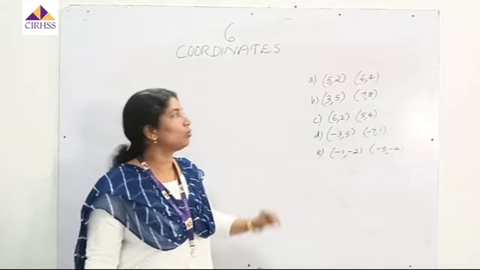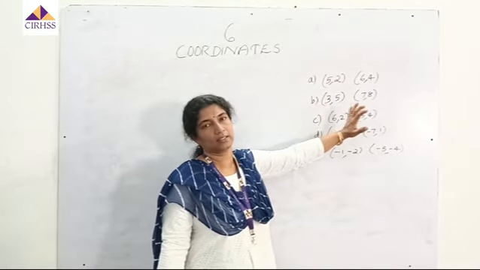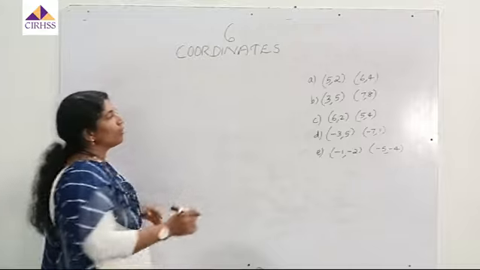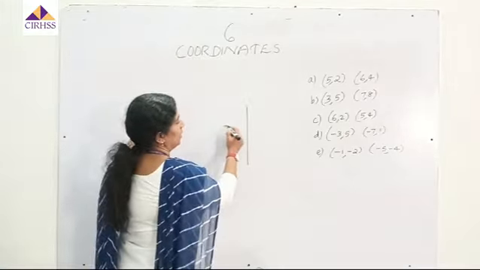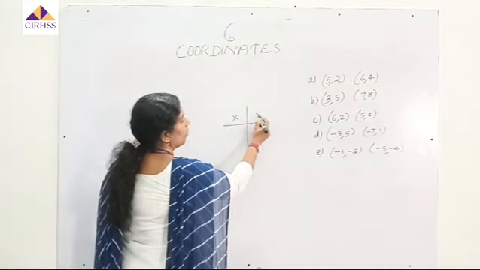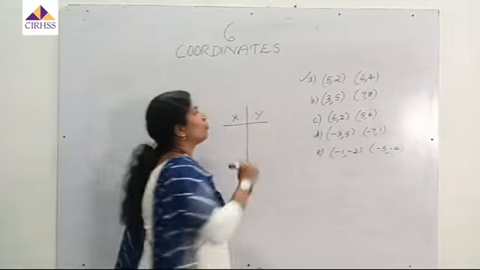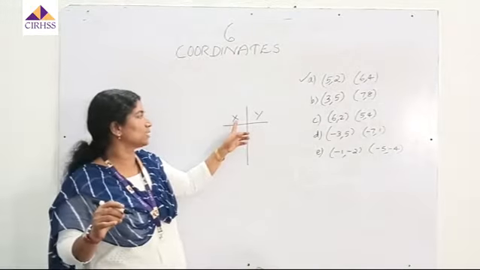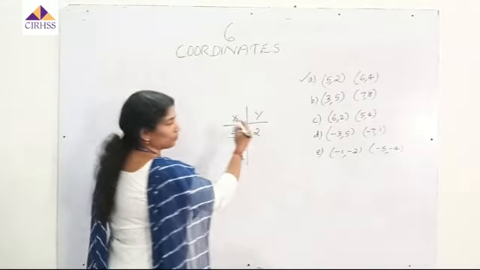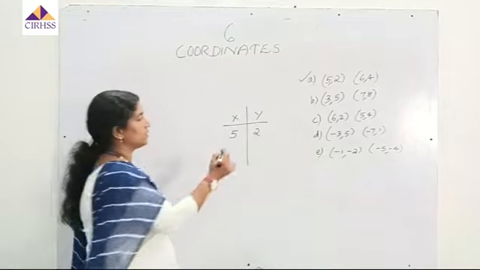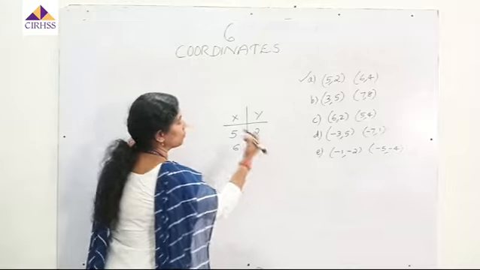Okay. Next, we want to find the other two vertices when the positions of the opposite vertices are not given. How to find the opposite vertices? First, (5, 2) and (6, 4). Take the x coordinate first, then the y coordinate. For (5, 2), the x coordinate is 5 and the y coordinate is 2. Next, for (6, 4), the x coordinate is 6 and the y coordinate is 4.